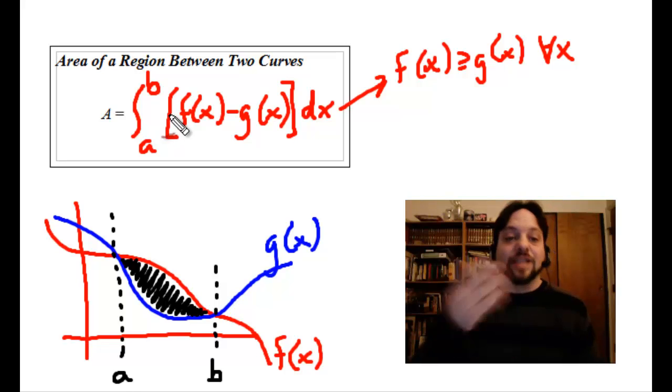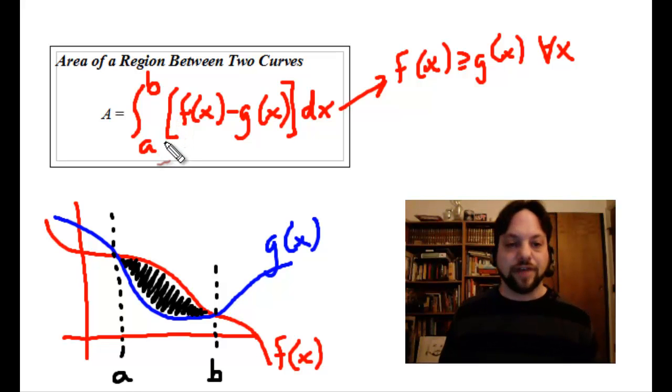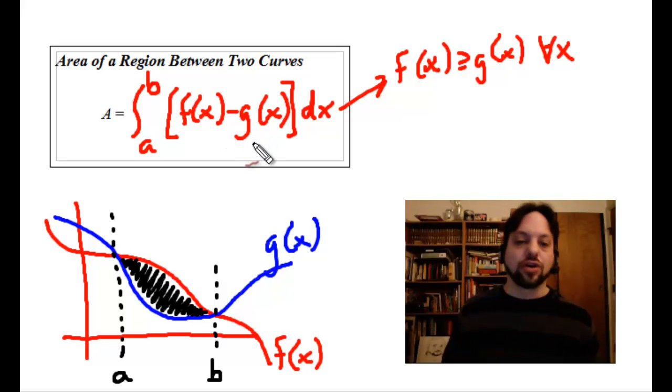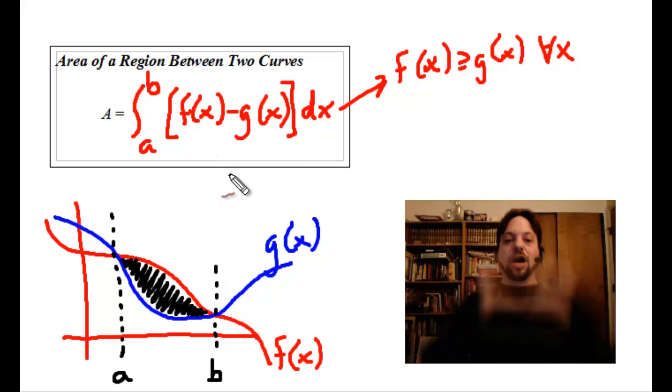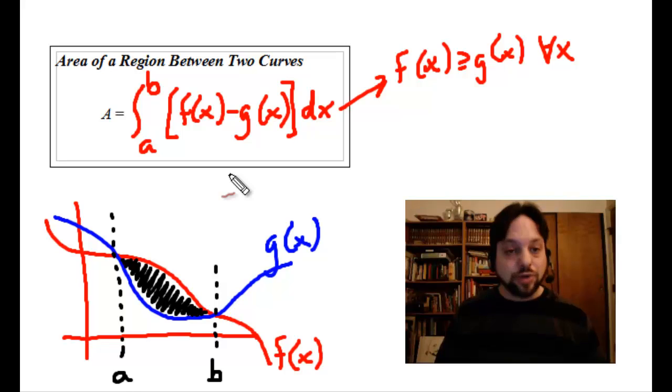What this does is find the area under the curve f of x, and then simply subtract the area under the curve of g of x. So although I am finding the area between two curves, the way I'm really doing it is finding the area under the top curve and subtracting the area under the bottom curve. What I'm left with is this area in between the two curves.